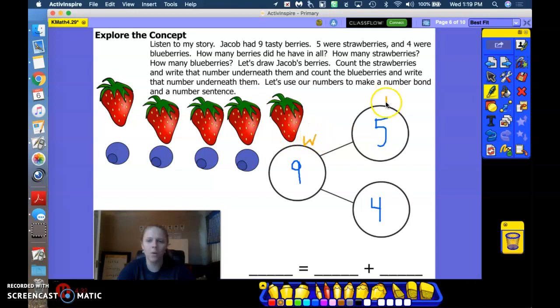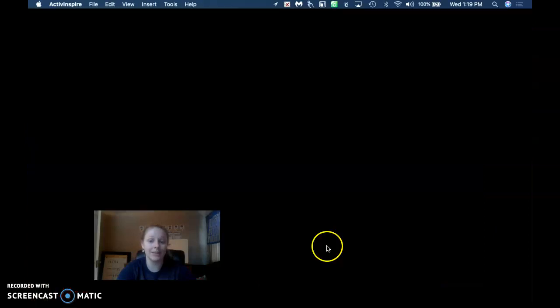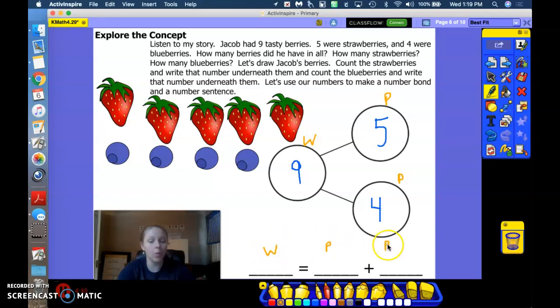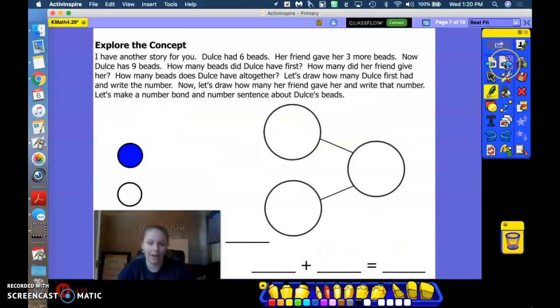We've got the whole, we've got the parts, and now let's figure out how we need to fill in our number sentence. Take a careful look. What number do we say first for the whole? 9. And then tell me the 2 parts. 9 is the same as, 9 equals 5 plus 4. Great job.